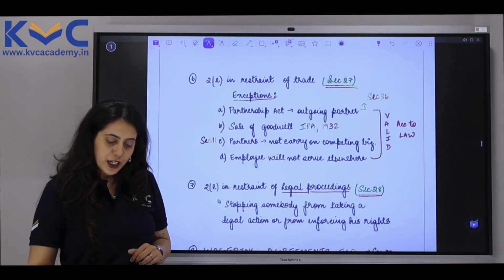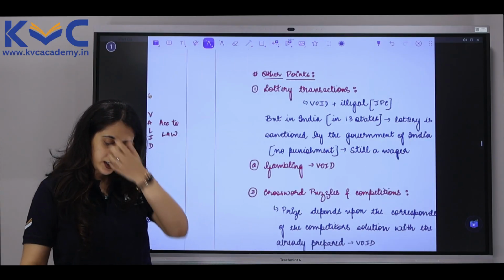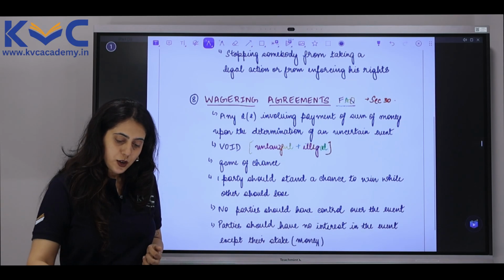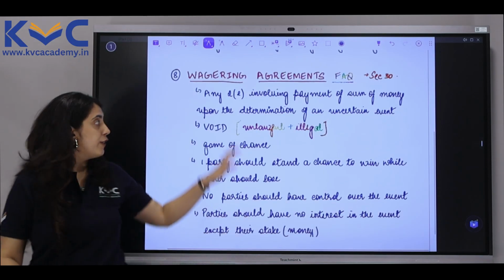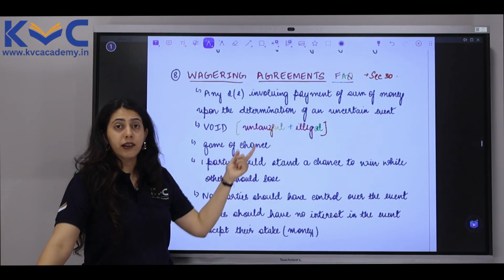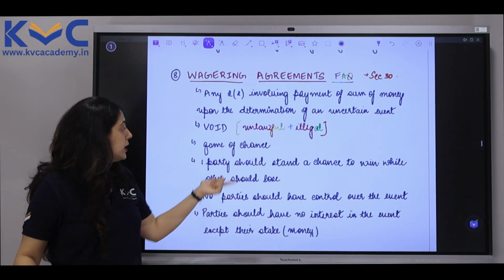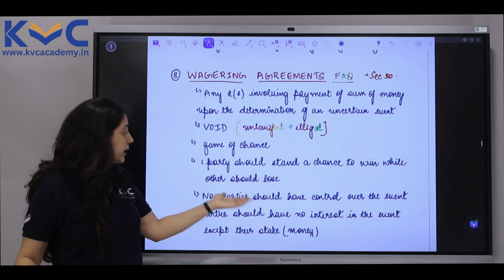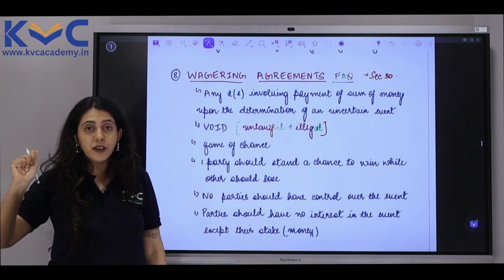Yes. Wagering agreements, section 30. So you will write the meaning of wagering agreements, explain that it is void, unlawful as well as illegal. It is a game of chance. One party should stand a chance to win while the other should lose. Only then it would amount to a wager.